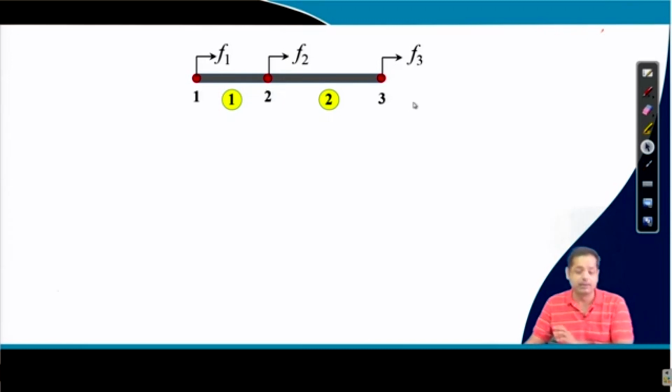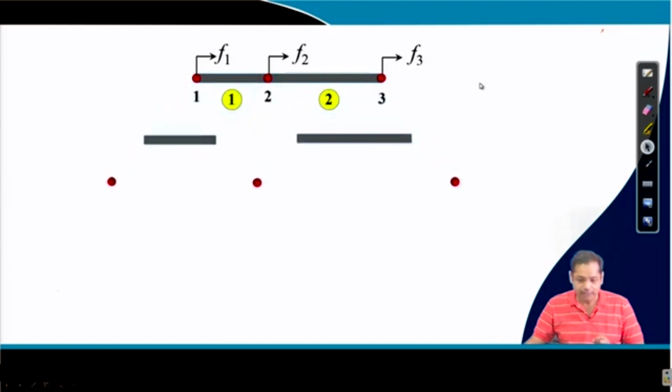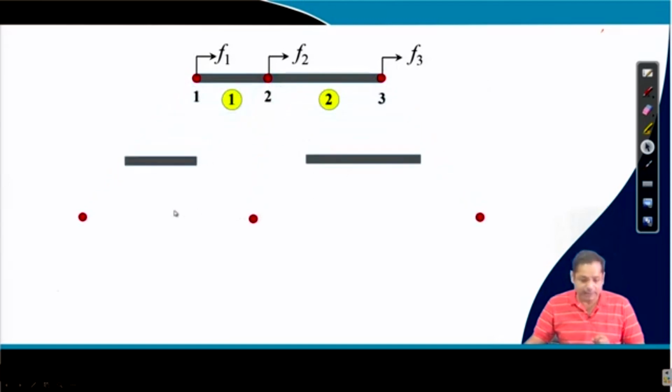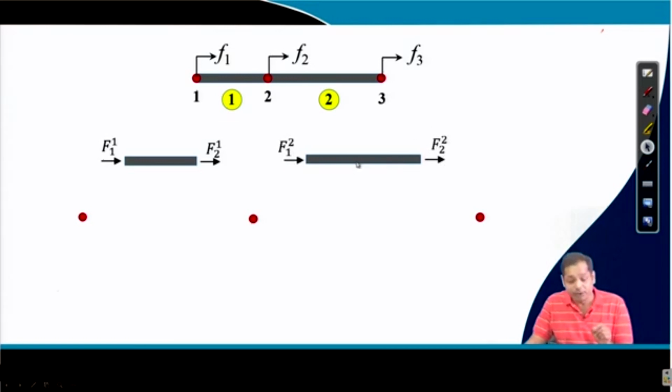So F1, F2, F3 are the external forces. Now we'll write equilibrium of the joints and equilibrium of the members, both. Let us do that. So you see, these are the members and these three dots are the joints. Let us write the equilibrium. So members are equilibrated like this. Here it is F1 E1, here it is F2 E2, the forces in this member like this, and similarly the force in member number 2 is like this. Okay, we have already seen this.